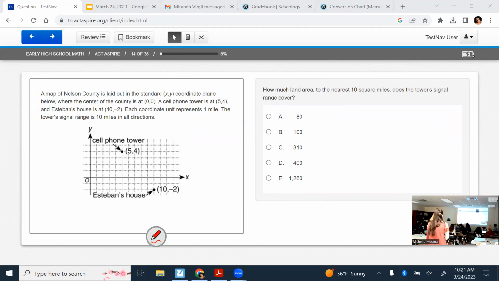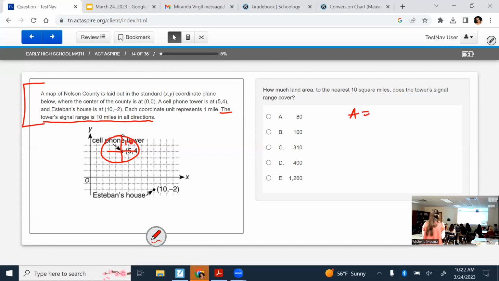So any information that you need for this would be given to you in here, but then there's also another little bit that they expect you to just know. So if this tower's cell phone range goes 10 miles in all directions, so that's given to you right here, what shape does that create? A circle, because if it goes like 10 miles this way, 10 miles that way, whatever, it ends up making a circle, right? It wants the land area that it covers.